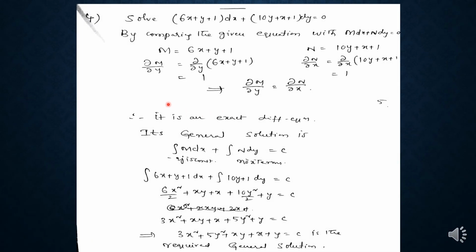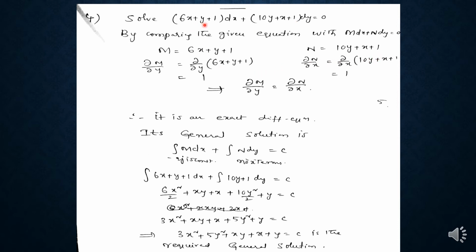Now coming to the next problem. Solve (6x plus y plus 1) dx plus (10y plus x plus 1) dy is equal to 0. So here also the variable separable method is not possible. By comparing the given differential equation with the exact differential equation, that is M dx plus N dy is equal to 0, M is equal to 6x plus y plus 1 and N is equal to 10y plus x plus 1.